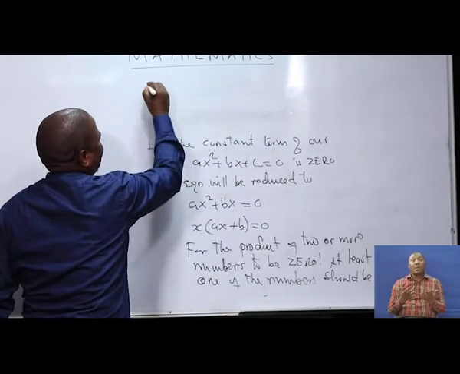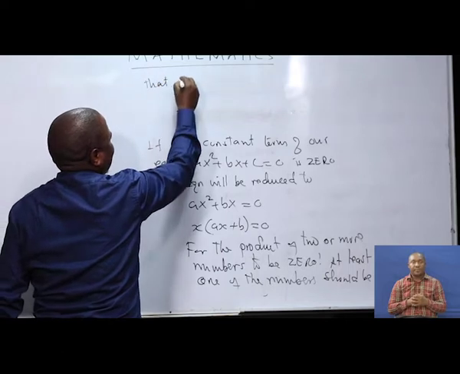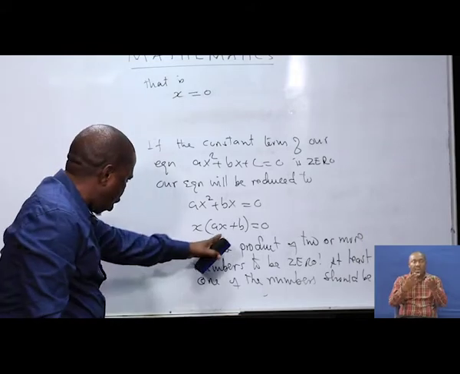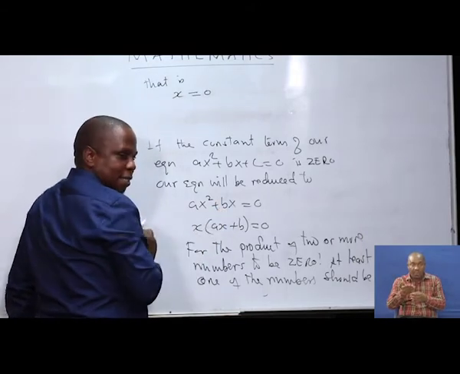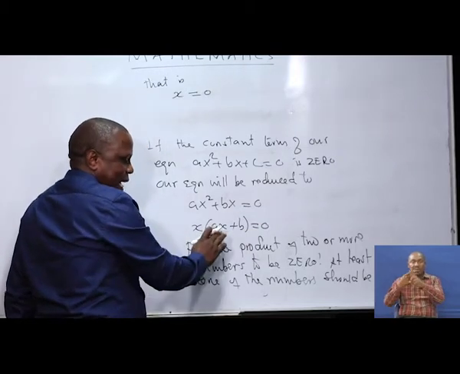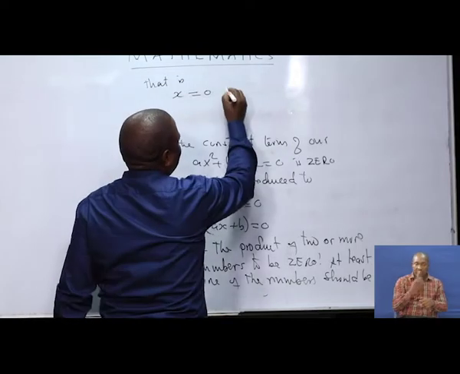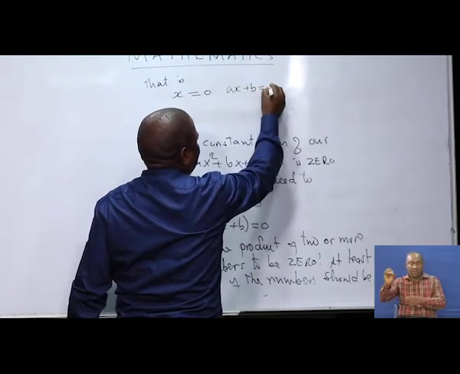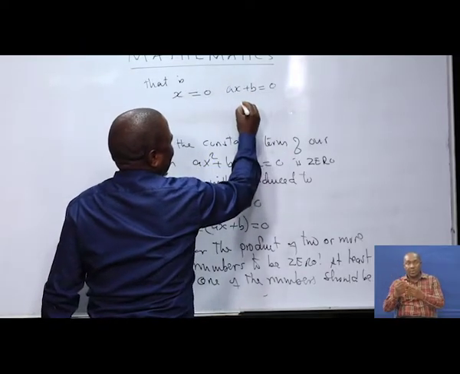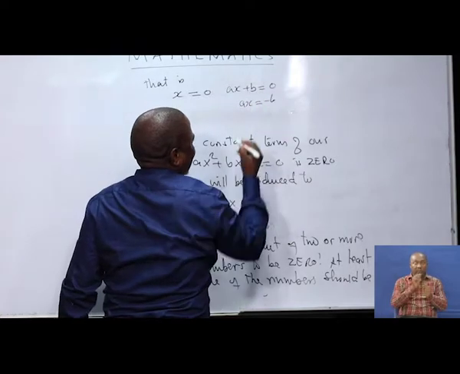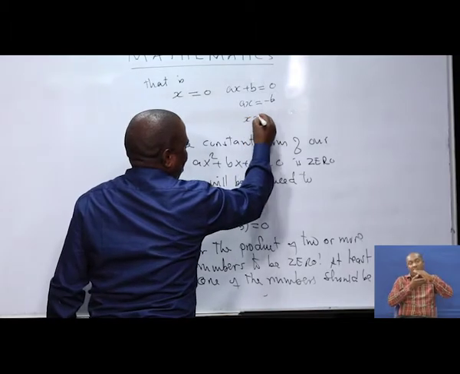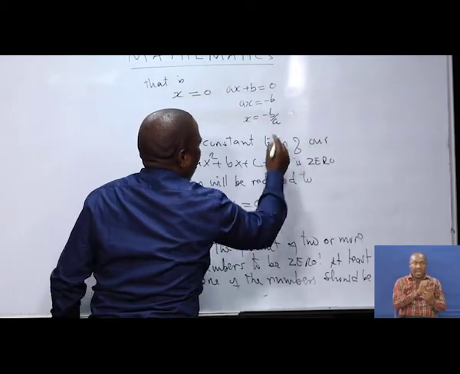That is, either x should be equal to 0 or ax plus b is equal to 0. There are two numbers here. We have x and we have ax plus b. Of which, upon taking this b on the other side, you will have ax is equal to negative b. Divided by a throughout, x will be equal to negative b over a.